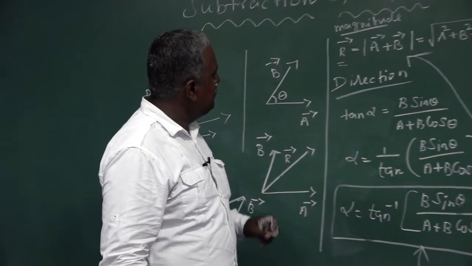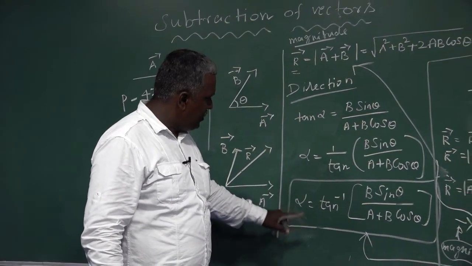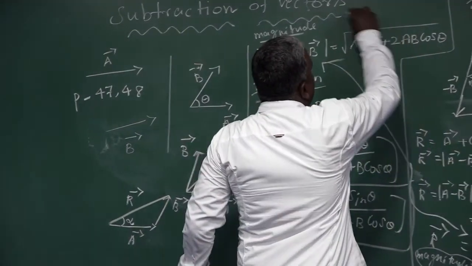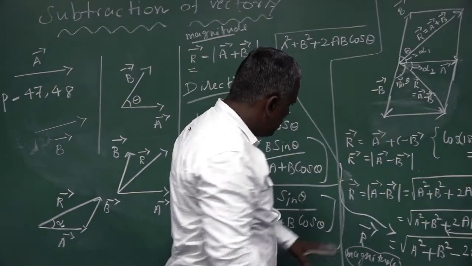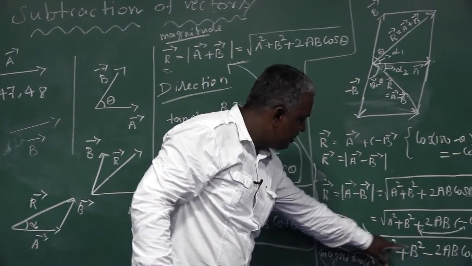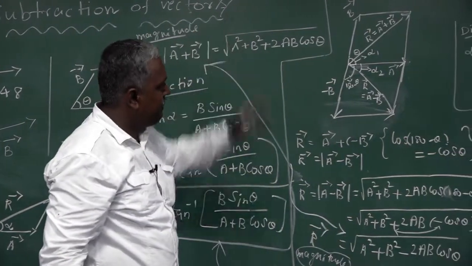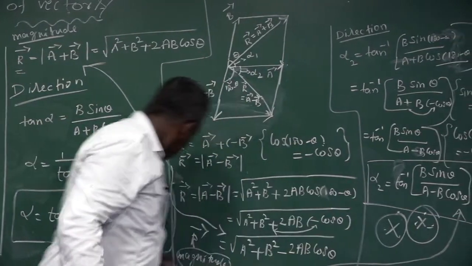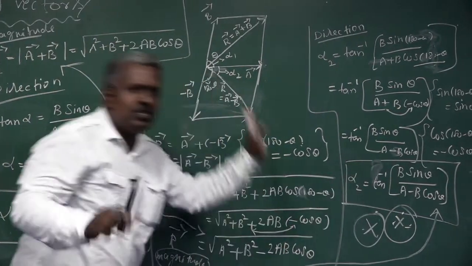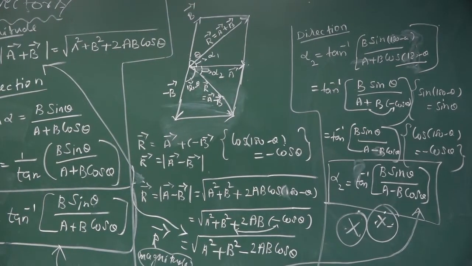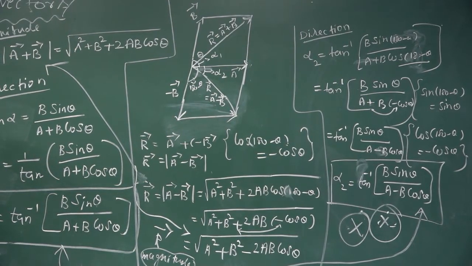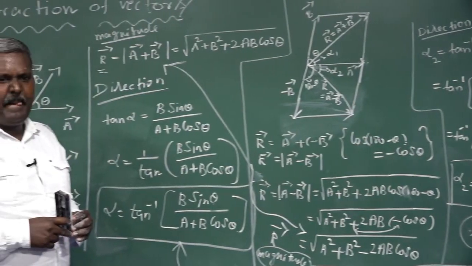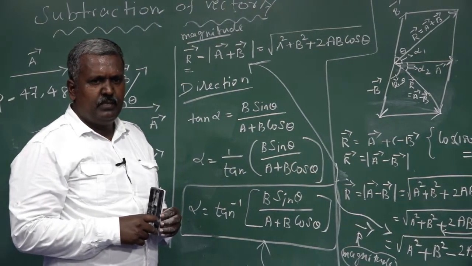Addition: this is also in addition of vectors, direction. This is the resultant. In the subtraction of two vectors, this is the formula for resultant. That's a minus and a plus. For direction, b sin theta, here also b sin theta by a plus b cos theta, here a minus b cos theta. That's all. Clear? Any doubt? Come on, ask. If you have any doubt, please ask. Understood?